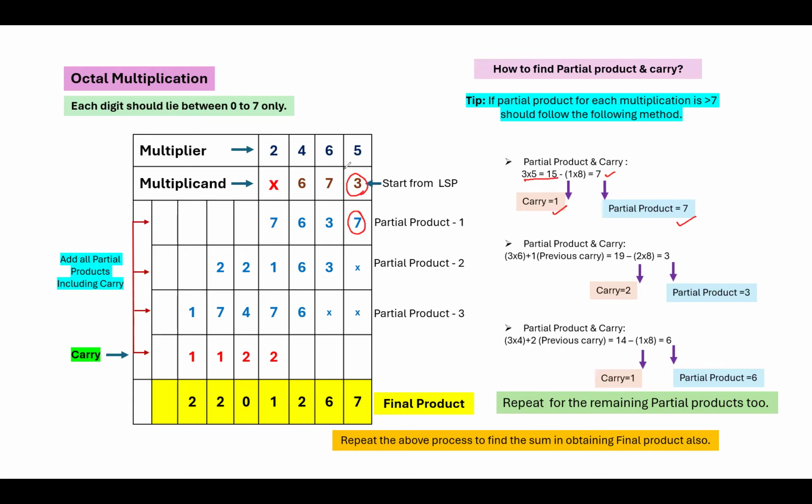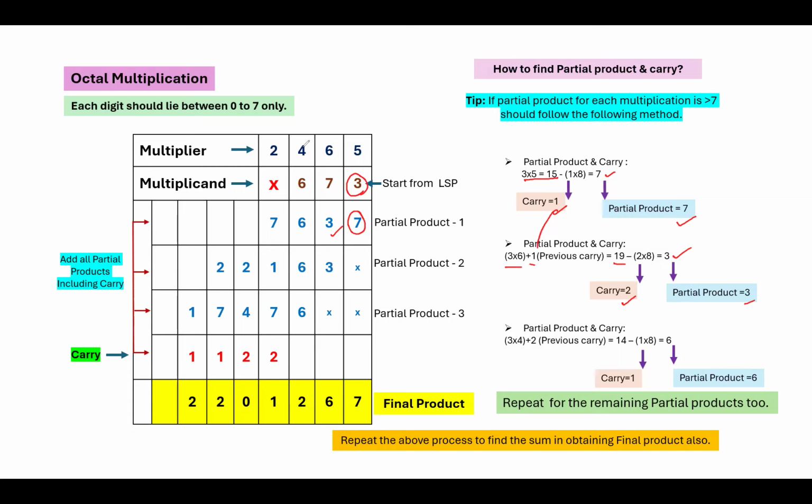Next multiplication is 3 into 6, 18, plus the previous carry. The total is 19. Out of this 19, how many 8s do we have? 2 into 8, so 2 is the carry. The difference is 3. This is the partial product digit 3. So we should write the partial product digit as 3.